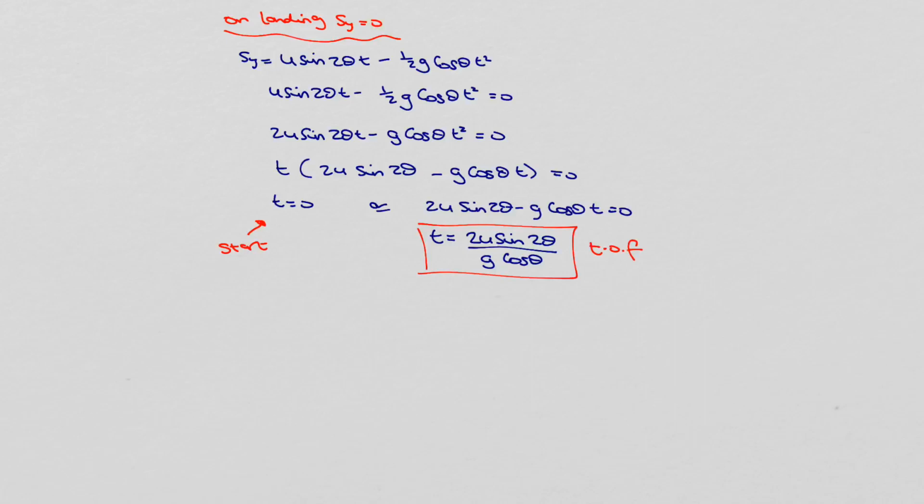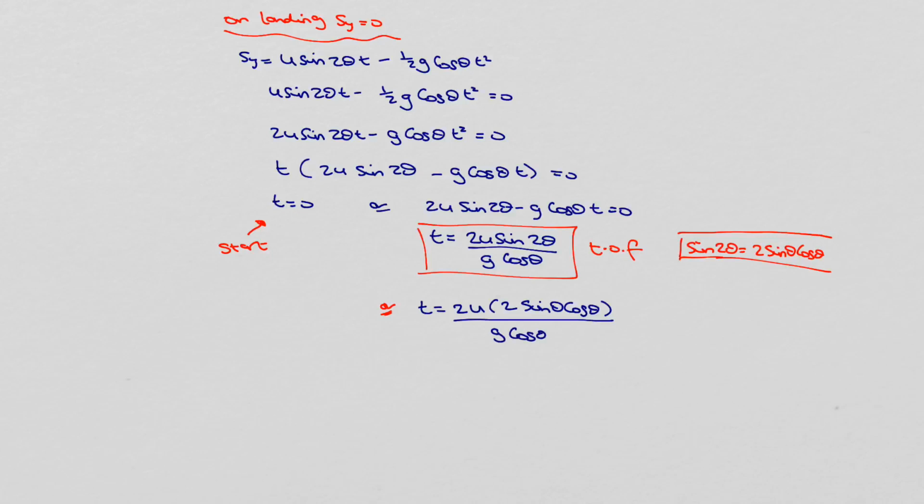Now, of course, that time of flight can actually be simplified one step further, because we can see there that I have sine 2 theta. And we know in trig that sine 2 theta is 2 sine theta cos theta. So again, page 14 in your maths tables will tell you that. And if I sub that in, that simplifies one step further to give me 2u, instead of sine 2 theta, I'm putting in 2 sine theta cos theta all over g cos theta.